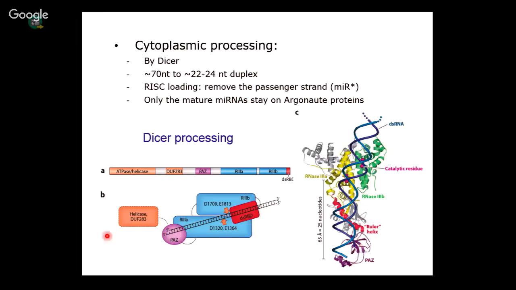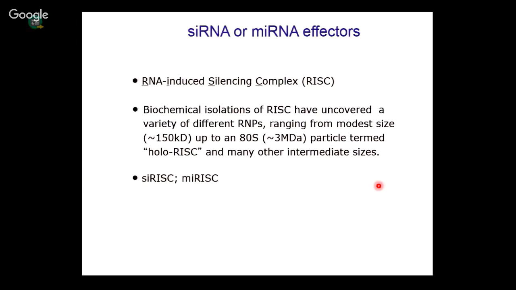So here shows the Dicer processing. Like I mentioned, Dicer also contains the RNase III domain A and B here, and it will cut the double-strand RNA to generate a 3' overhang. And here is the PAZ domain, and because of the distance from PAZ to the catalytic residues, the product of Dicer processing is always 21 nucleotides in length.